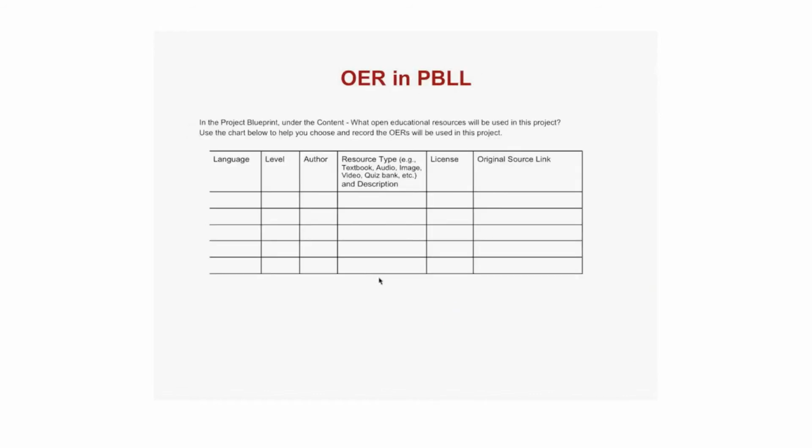Okay, next one, we talk about the project blueprint. One of the options under project blueprint is the content, what open education resource we use in this project. So we suggest using a chart like this to define what OER are used and to document them. For example, what's the language, what level, what's the order, what resource type it is, a little description, what license it is under, and the original resource link.